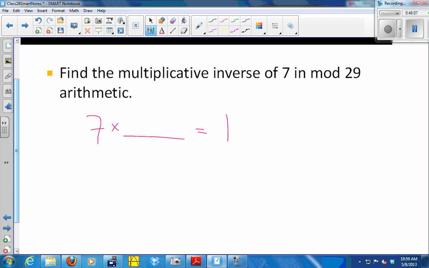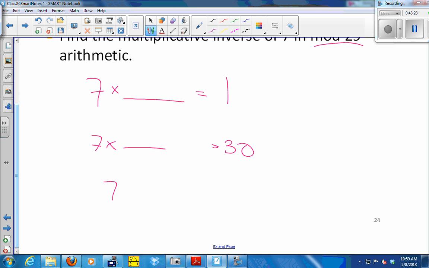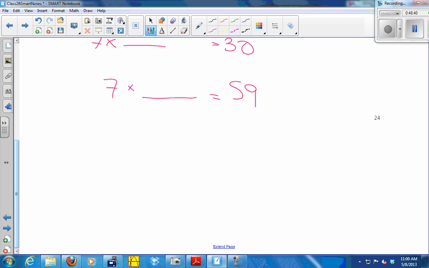So give me a number that's equivalent to 1 in mod 29 arithmetic. Nope, that was mod 26. We were working in mod 26 when we did that one. 30, yeah, still 30. You can always add the modulus and get an equivalent number. So 30 is equivalent to 1. So 7 times what gives you 30? There isn't one, so we need to come up with another number equivalent to 1. Add 29 again. 30 plus 29 is 59. Is there a number you can multiply 7 by to make 59? Nope, so do it again. 7 times what gives you 59 plus 29, which would be 88?